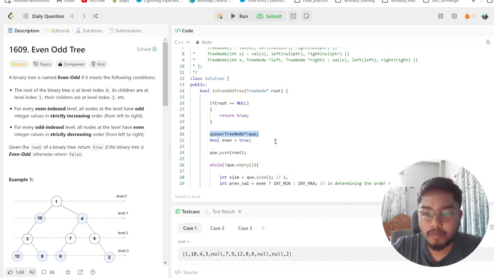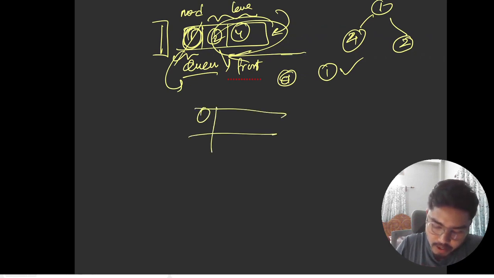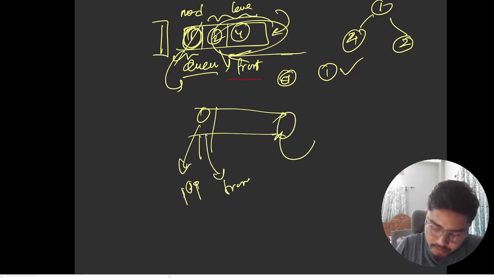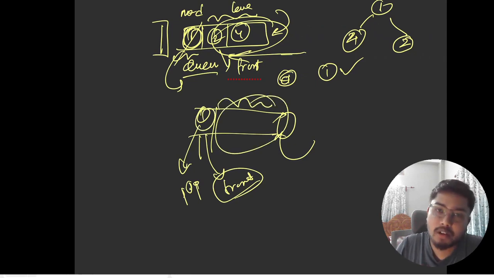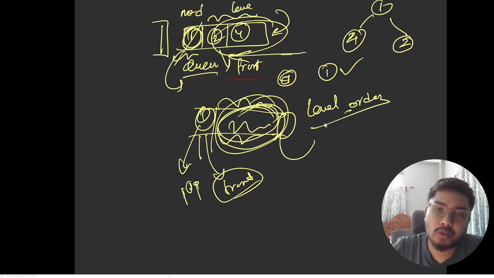We'll use a queue. As we know, a queue is a data structure which pops from the front and pushes from the end. So this is the front of the queue. For a particular time, all the same level nodes will be pushed together. Once they are pushed, we can traverse these nodes, and this is how level order traversal is achieved using a queue.